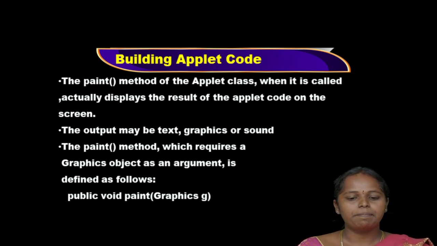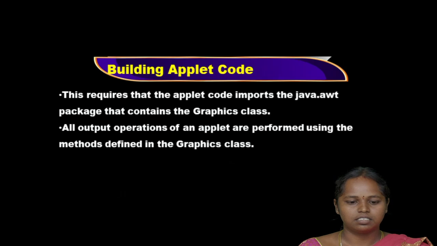So the paint method is also inside the Applet class. When it is called, it actually displays the result of the applet code on the screen. The output may be text, graphics or sound. The paint method, which requires the Graphics object as an argument, is defined as follows: public void paint(Graphics g). So Graphics is a class used in the applet.